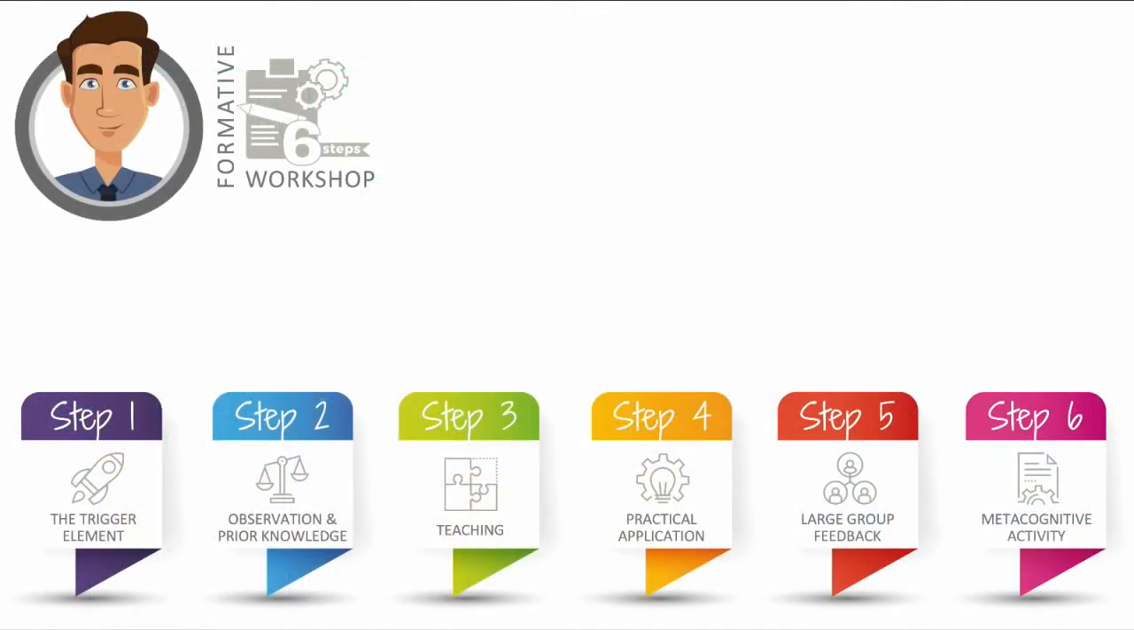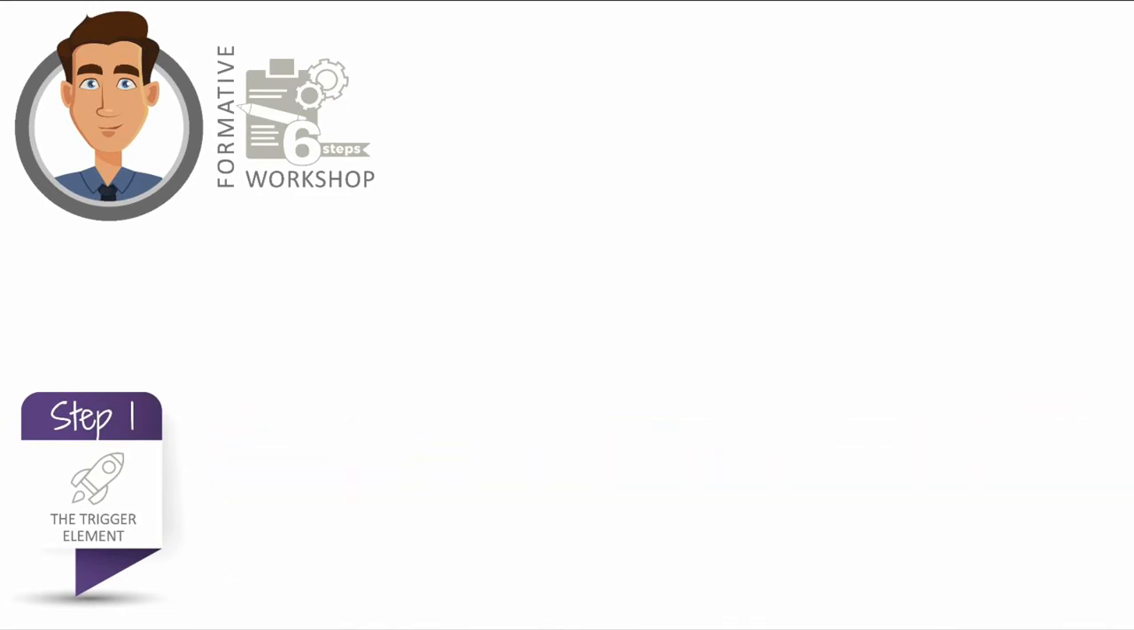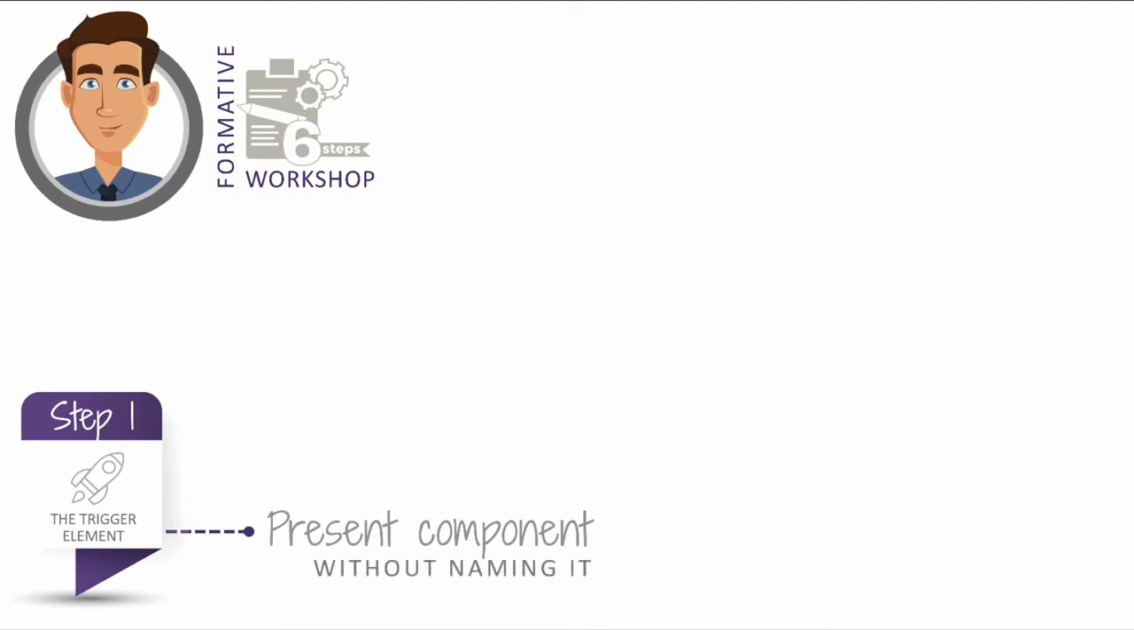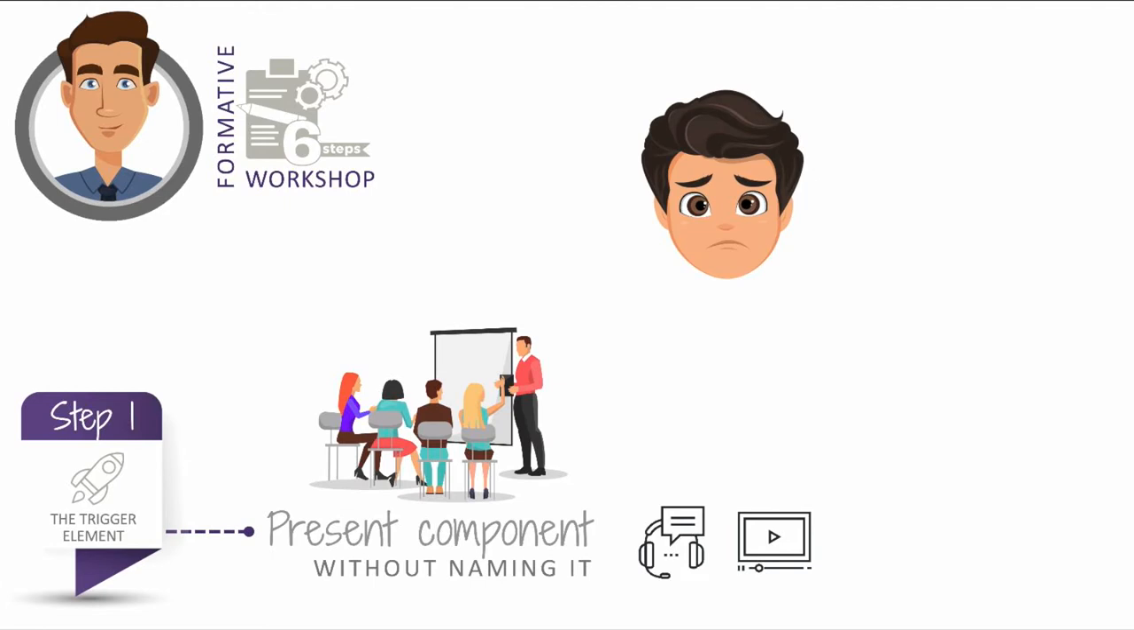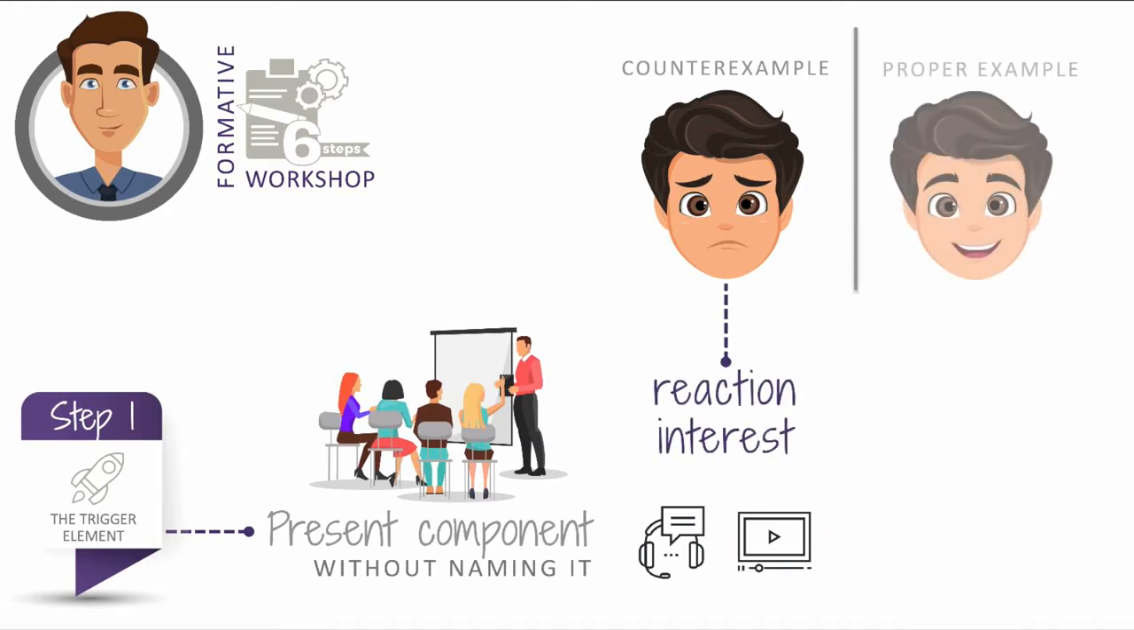Here are the six steps of the formative workshop model along with descriptions of each step. Step 1, the trigger element. At the beginning, it is important to present the oral component to be worked on using a trigger element without naming the component. This can be, for example, by presenting an audio or video recording in which the component to be worked on is heard or seen, or through a modeling of the component by either the students or the teacher. The presentation will first highlight a misuse of the component as a counterexample in order to provoke a reaction from students and spark an interest.